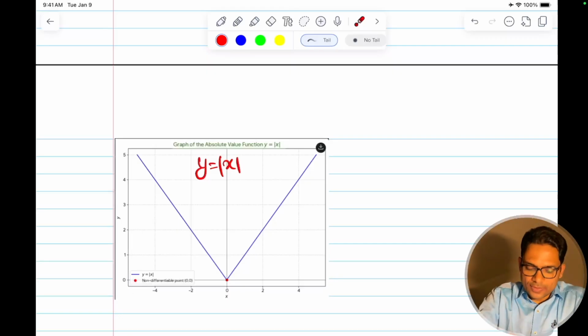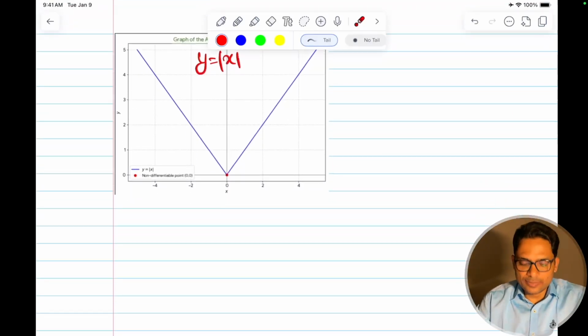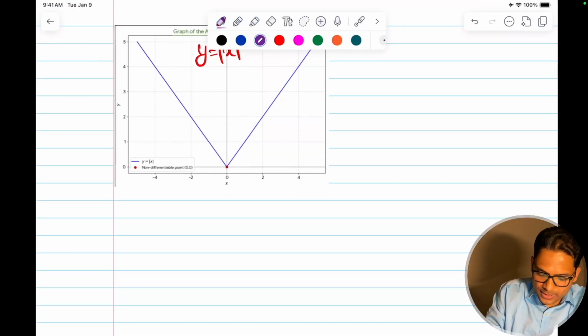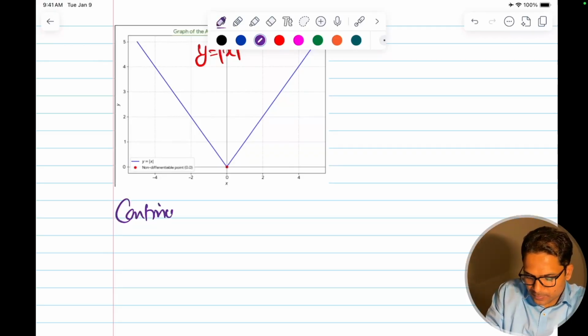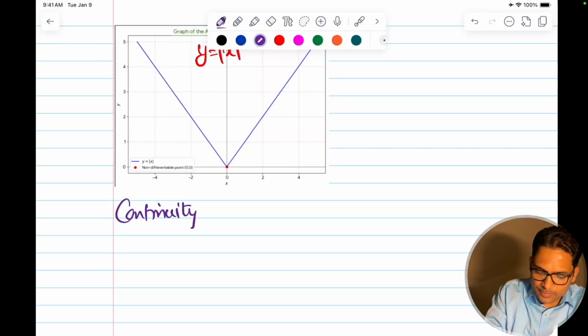Now if limit is clear, let's move on, because limit is a requirement for continuity also. So what's continuity? Continuity, simply put, is that if I can, okay.